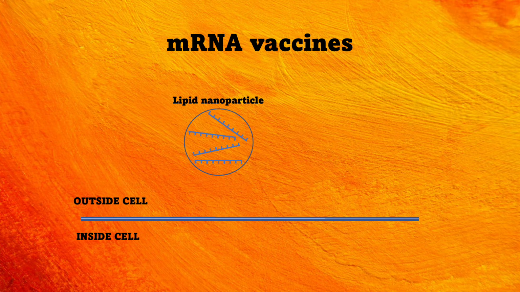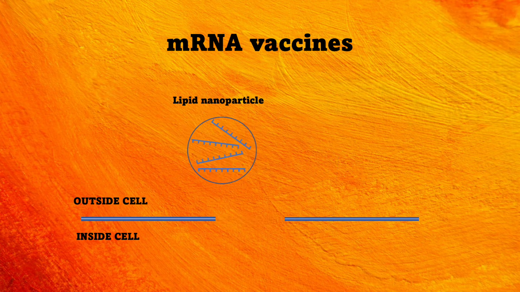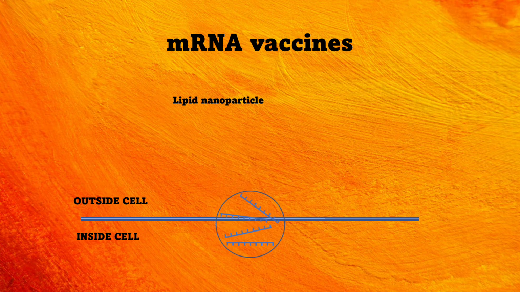First, let's take a look at the novel mRNA vaccines used to protect against SARS-CoV-2. These vaccines consist of a lipid nanoparticle containing pieces of mRNA that code for the SARS-CoV-2 spike protein. Similar to the cell membrane, lipid nanoparticles consist of a phospholipid bilayer, allowing them to easily enter the cell through endocytosis.